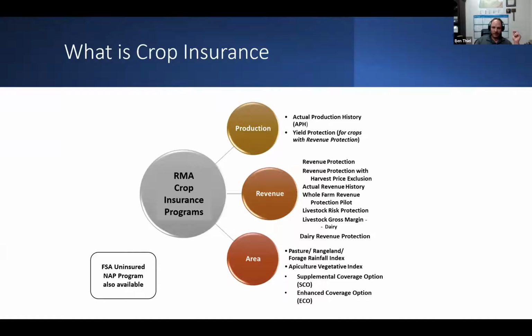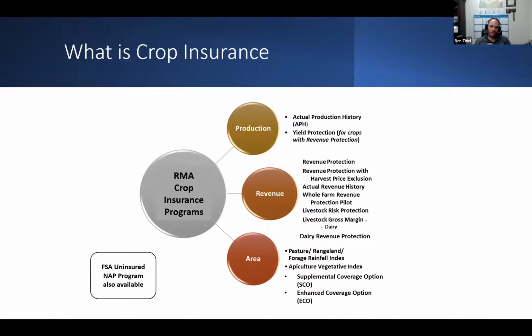There are also area plans of insurance that are based on averages in an area, like by county. The Farm Service Agency also has a non-insured crop disaster assistance program known as NAP that's available in counties where RMA crop insurance is not available for the crop. Since the focus of this presentation is crop insurance in general, I didn't prepare individual slides on how each plan of insurance works.